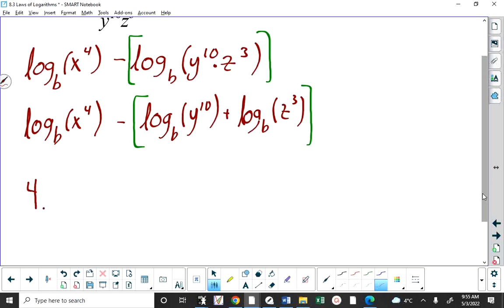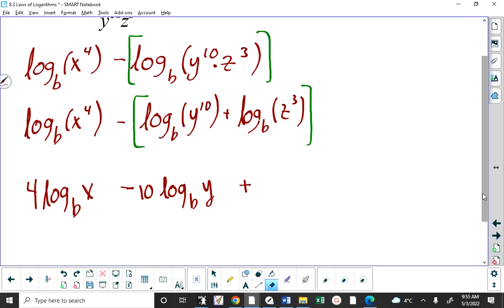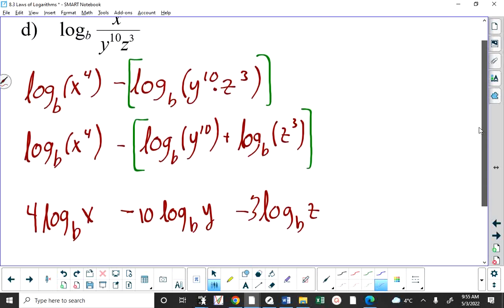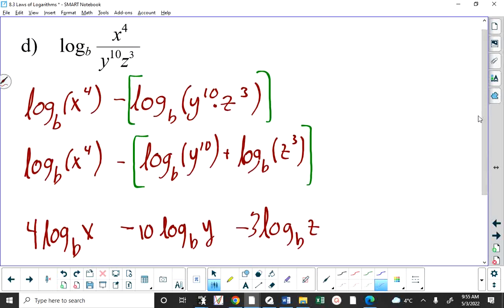This becomes 4 log base b of x, and this will be minus this first logarithm, which is 10 log base b of y, plus, minus, because we're subtracting, log base b of z times that 3, which goes in front. And here's the shortcut. And this is just, I don't know, something I think I was either told in high school or it occurred to me. Any part of the argument that's on the bottom will have a negative in front of the logarithm.